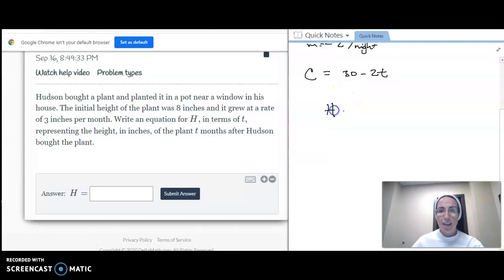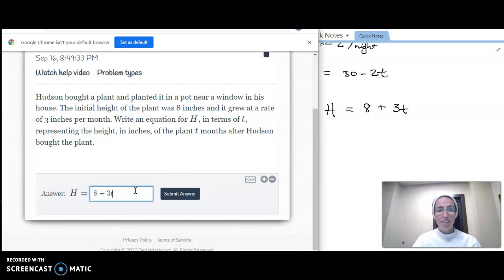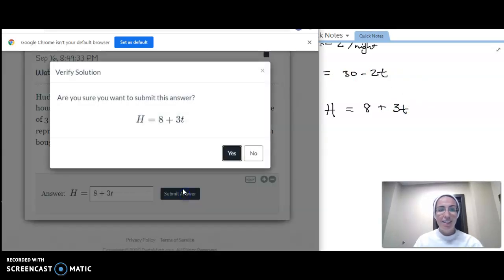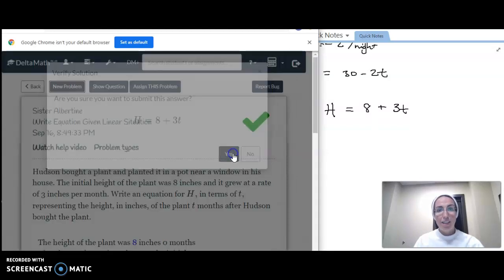Okay, so we're talking about the height of a plant. Height, initial, 8, and it grows at a rate of 3 inches per month, plus 3T. Okay, I think you're getting the hang of it. 8 plus 3T. Because 3 is my rate, 8 is my y-intercept.